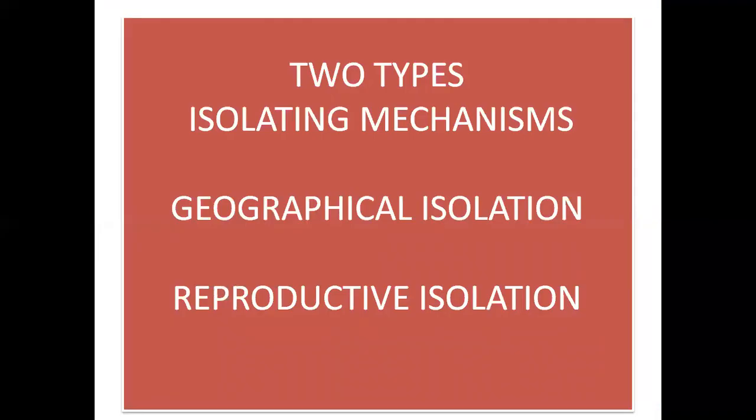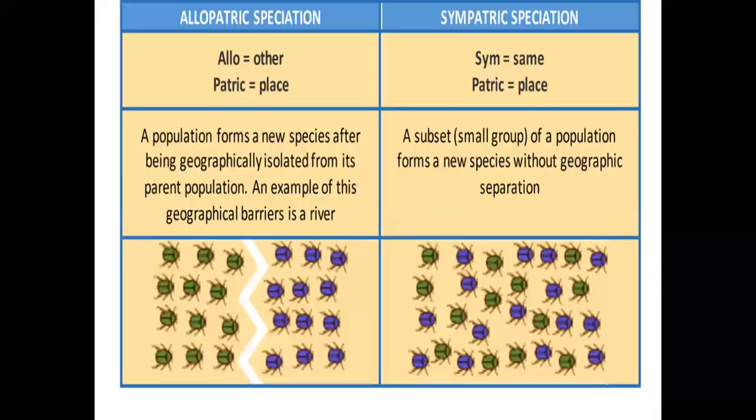Two types. There are actually three types. Two types of isolating mechanism, like geographical isolation and reproductive isolation. Speciation also means formation of new species. It is called speciation.